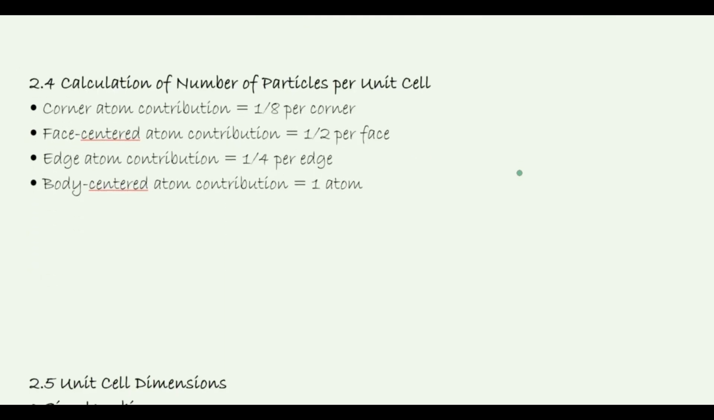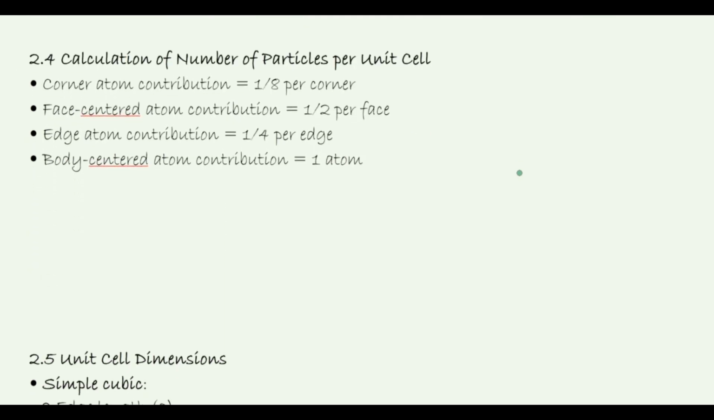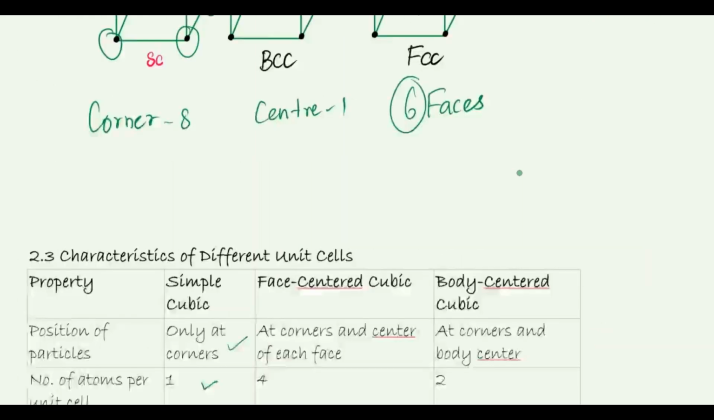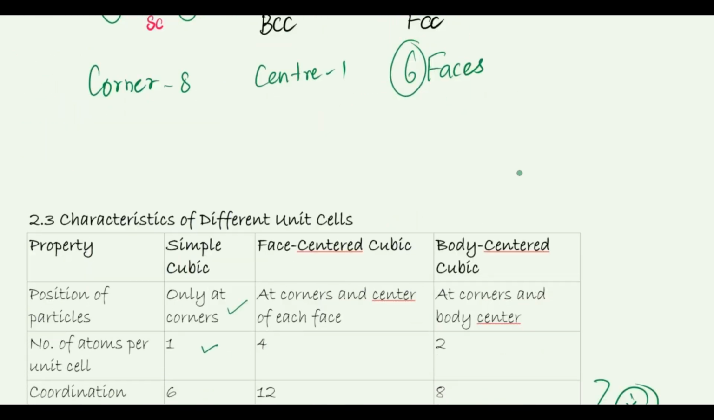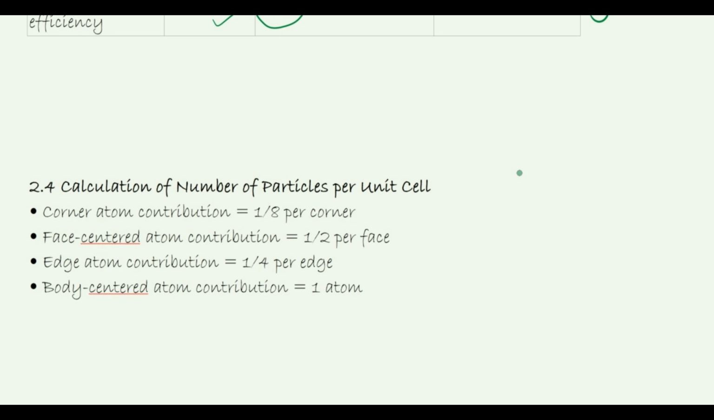Then calculation of number of particles in unit cell. Ma'am, you said 1, 6 and 8. How have they been calculated? Each corner contributes 1/8. Why is it so? Think about how it is arranged. So each corner carries 1/8, 1/8 of the atom or ion.